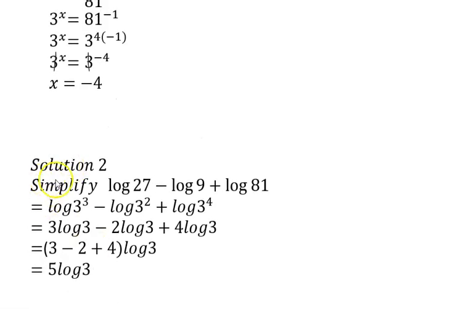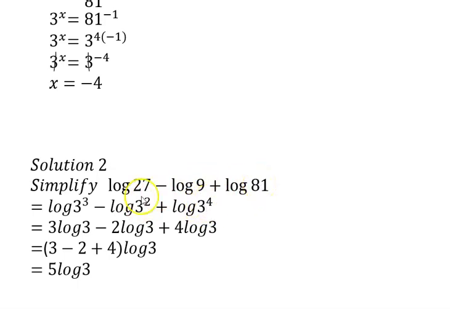Now, solution number 2. The question says we should simplify log 27 minus log 9 plus log 81. Awesome. The same thing, we just have to apply our laws little by little. Now, log 27: 27 is the same thing as 3 raised to power 3. 9 is the same thing as 3 raised to power 2, because 3 raised to power 2 gives us 9. Then 81 is the same thing as 3 raised to power 4, because 3 raised to power 4 gives us what?